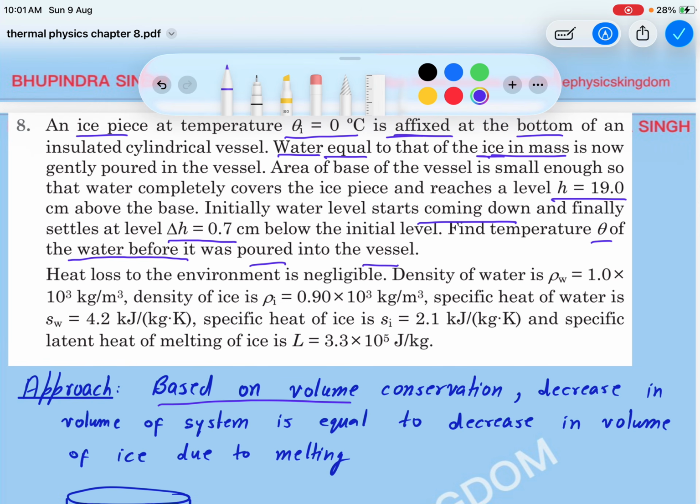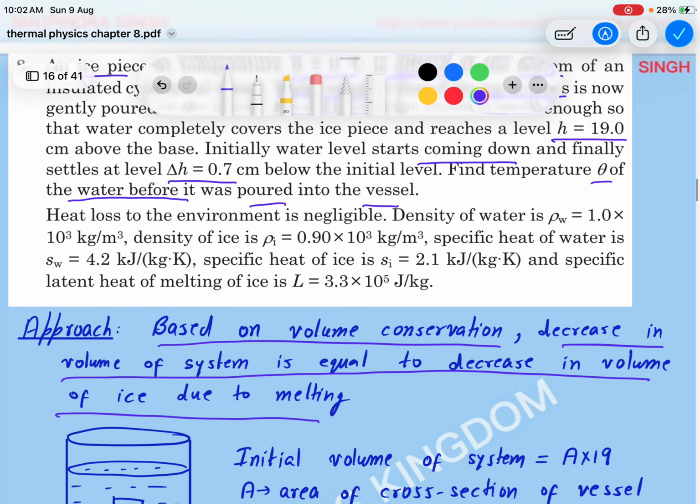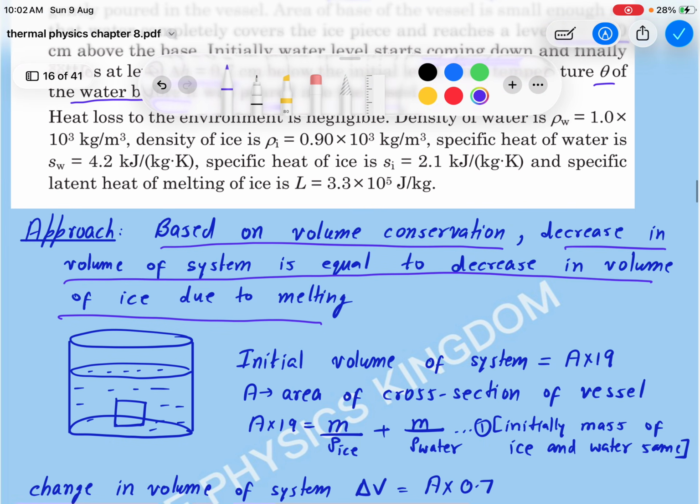So based on volume conservation, the decrease in volume of the system is equal to the decrease in volume of ice due to melting. That is the concept behind this question, the approach part. Now the initial volume of the system is A into 19, so I can write, as they said, masses are equal: mass of ice divided by density of ice plus mass of water divided by density of water. Initial masses of ice and water are the same. So that is the first step.